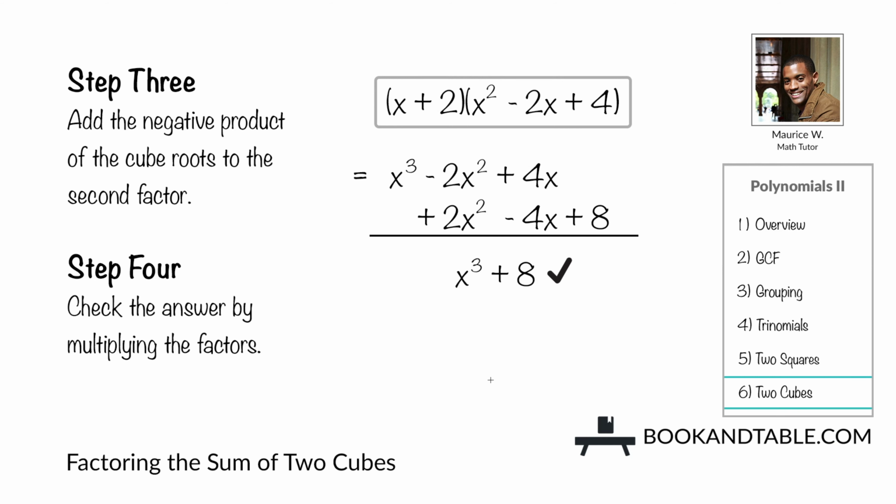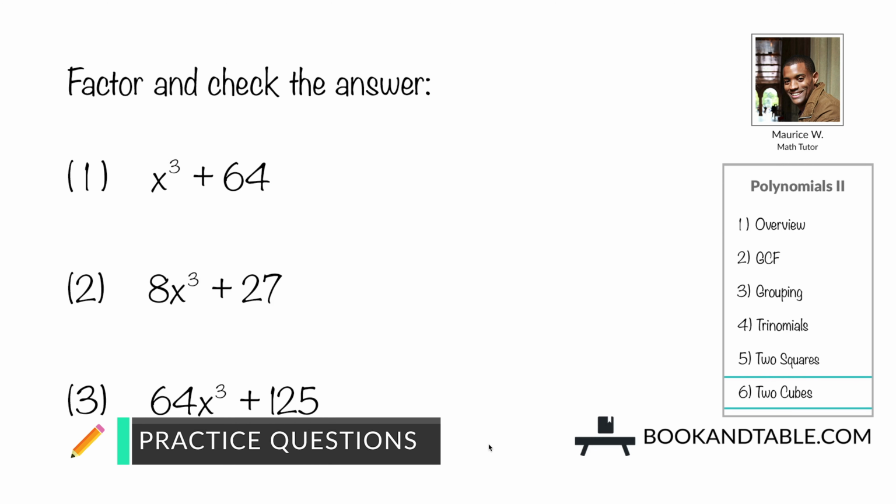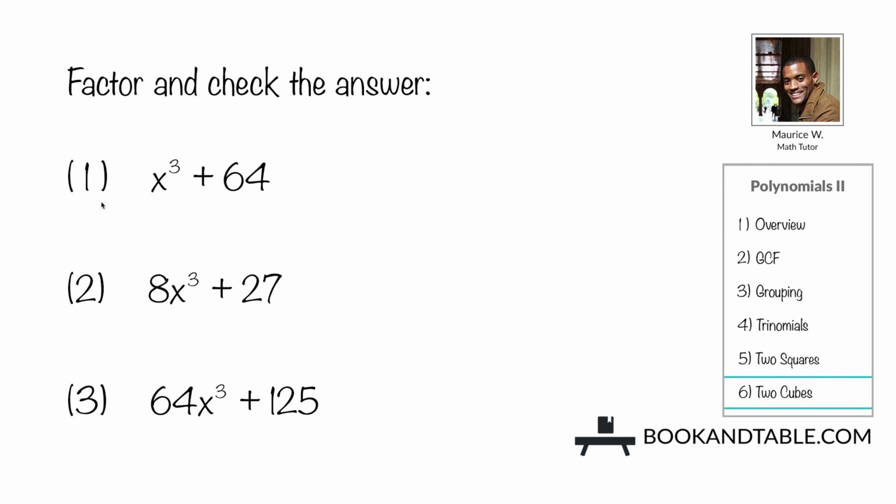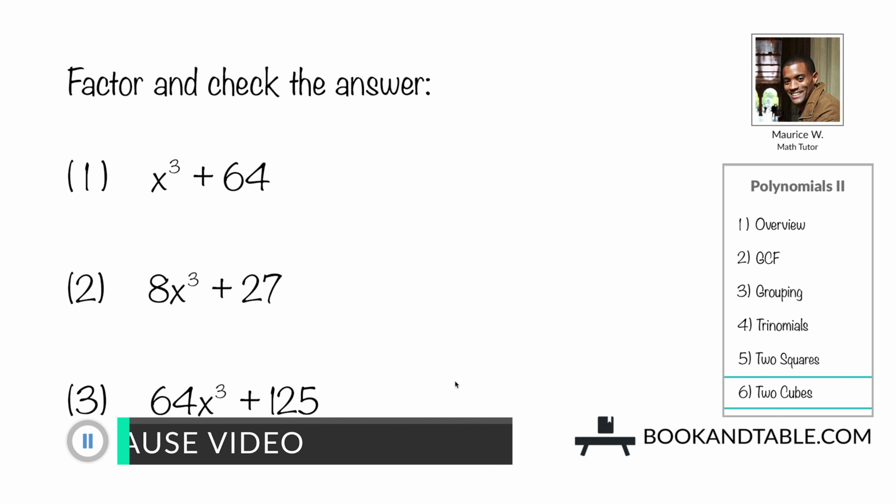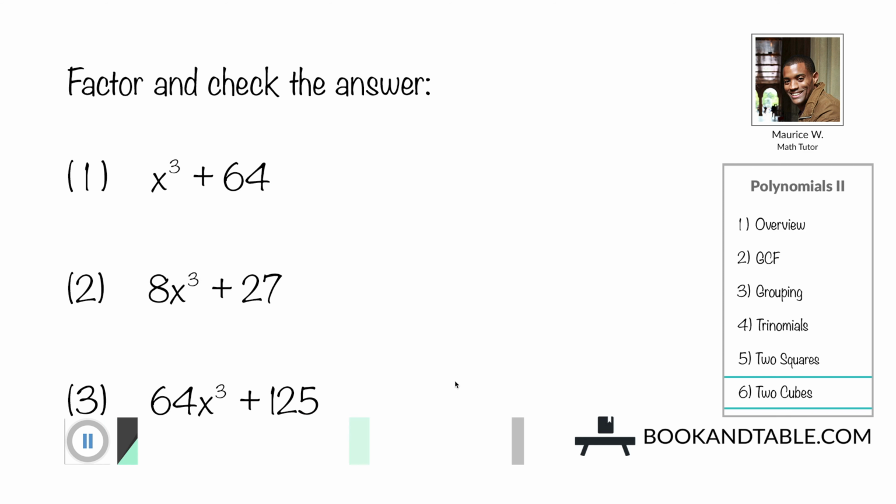So that is how you would go about factoring the sum of two cubes. Let's now have you try a few practice questions. Question number 1. Factor x cubed plus 64 and check the answer. Question number 2. Factor 8x cubed plus 27 and check the answer. Question number 3. Factor 64x cubed plus 125 and check the answer. Pause the video, answer these questions, and then press play when you are ready to begin.